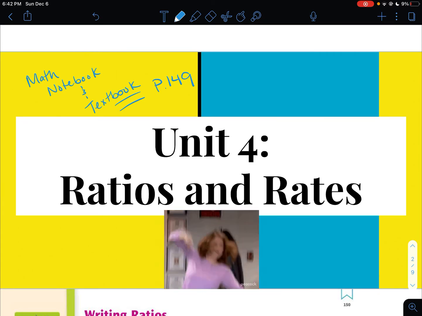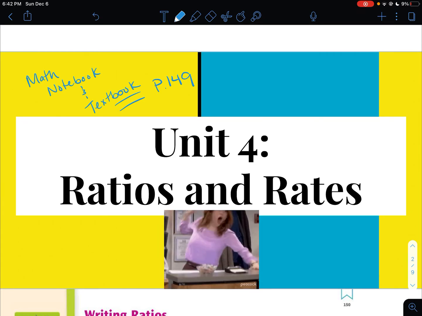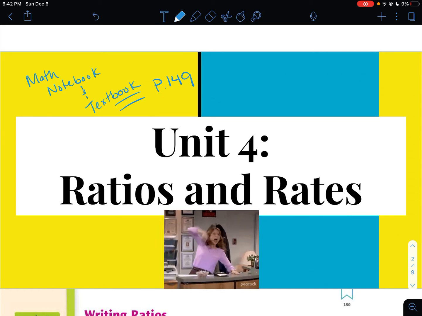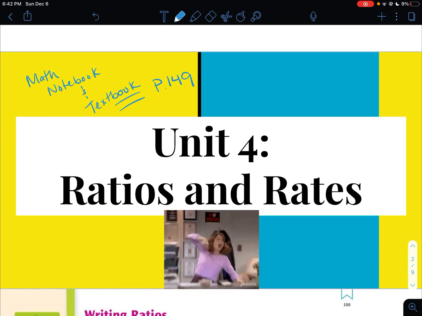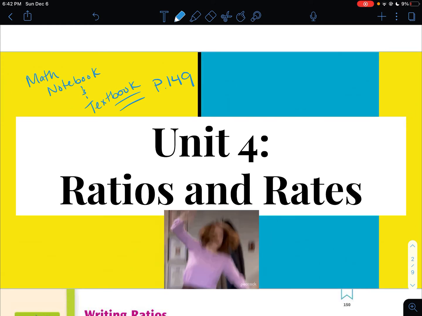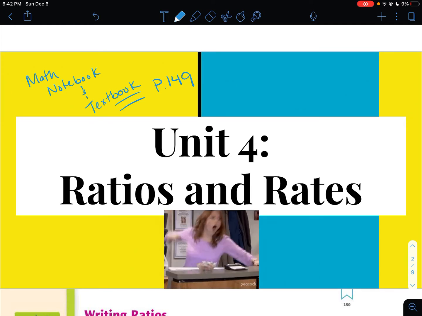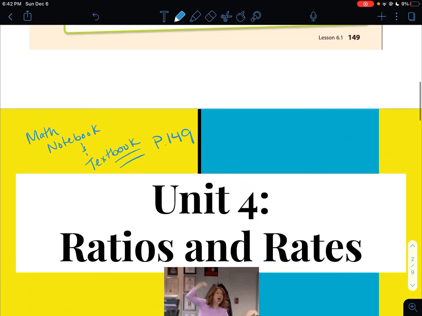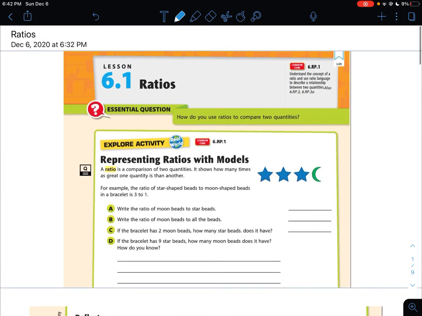Ratios and rates is actually one of my favorite units to teach. I feel like I use these a lot in real life, and they're cool. I love them. The work is very easy and straightforward, and I'm going to show you how great they are, okay? So opening our textbooks to page 149, and that's actually where your warm-up is.